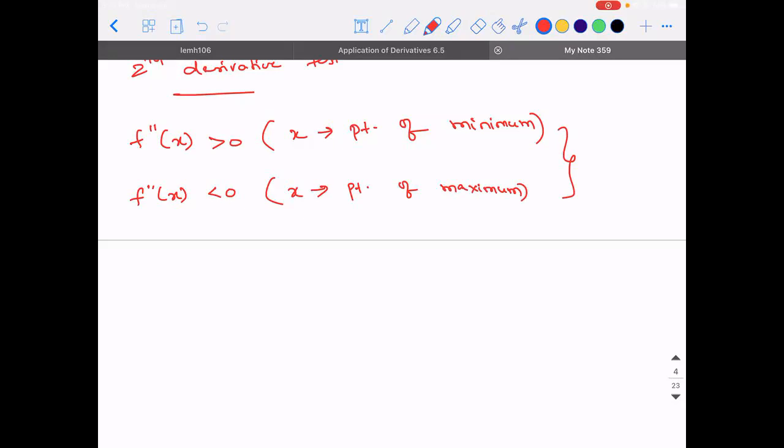So I have a doubt. Tell me. What if the second derivative is equal to 0, sir? It's called point of inflection. I'll come to that.